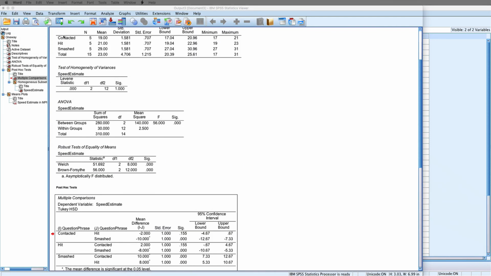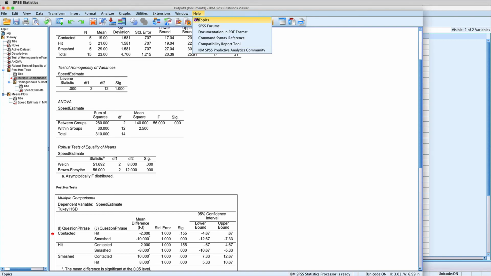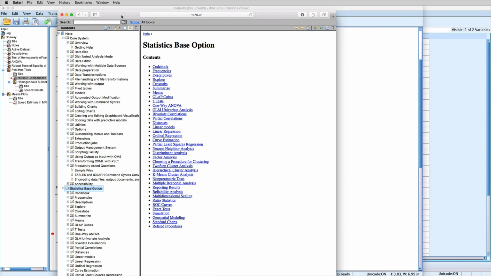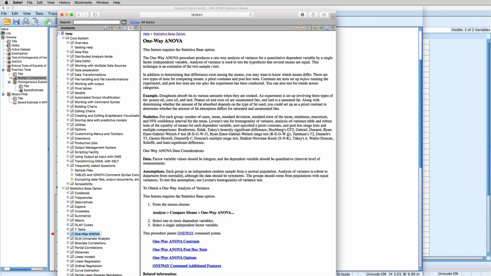Finally, if you want extra help on the one-way ANOVA, you can go to Help Topics. Once you bring up the online help menu, you can go to Statistics Base Options and then go to the one-way ANOVA. And there will be a lot of extra help there or refresher if you need help on the one-way ANOVA.